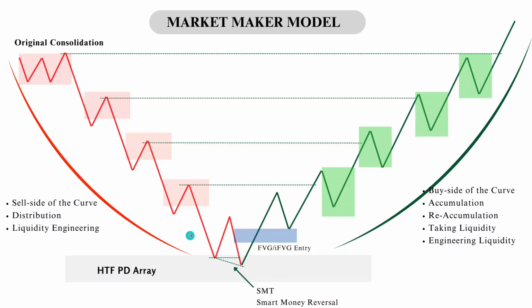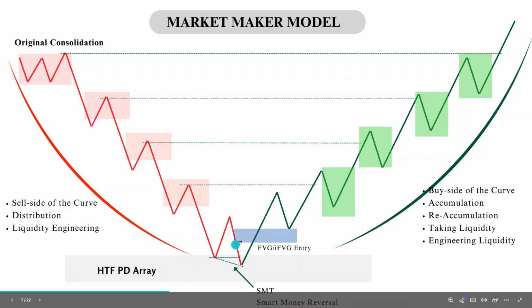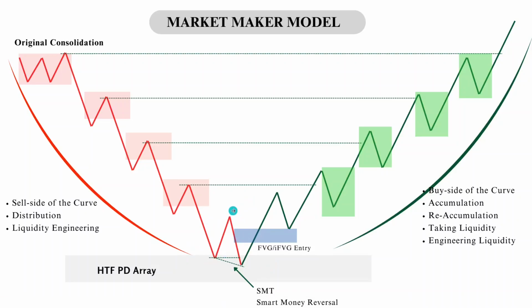So when price moves into a higher time frame PD array, we can see a smart money reversal. This area is what we regard as a smart money reversal. When we have this smart money reversal and price pulls up above that range, then we can say that the market is now taking all that liquidity. The market will start taking all the liquidity that it has generated. You see the market moving to take all the liquidity that it generated during those moves. That is the market maker model.